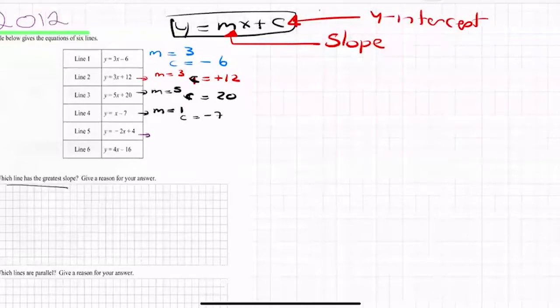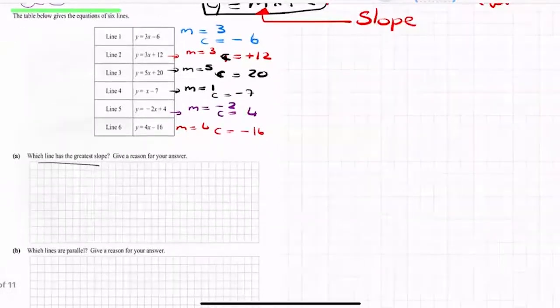For line 5, my slope is -2, so this is the first line that's going down. I know that from the negative slope. And my y-intercept is 4. And my last line, 6, my slope is 4, my y-intercept is -16. I can get that from the equations of the lines.